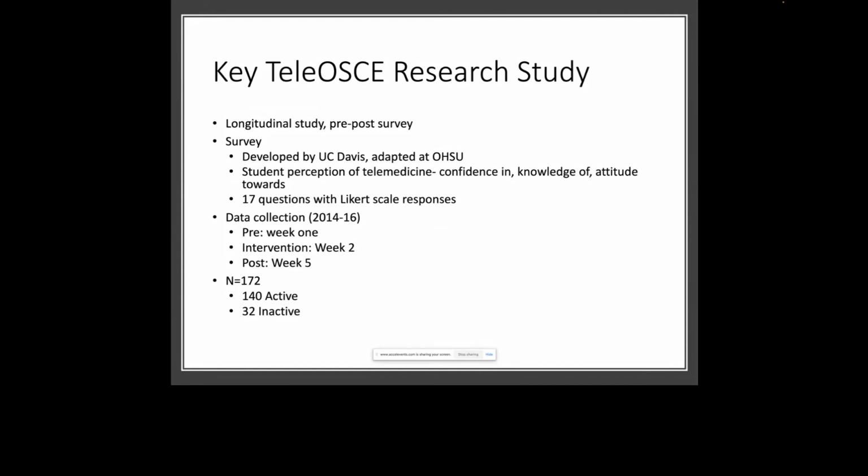But we had that comparison group, and then we re-administered that same survey with names matched at the end of week 5. And you know, there's 7 or 8 different rotations per year. So we had an N of total of 172. 140 were active participants, so those are ones who got the TeleOSCE. 32 were inactive. So again, we weren't denying people. These were just 32 because of scheduling, they weren't able to get it.